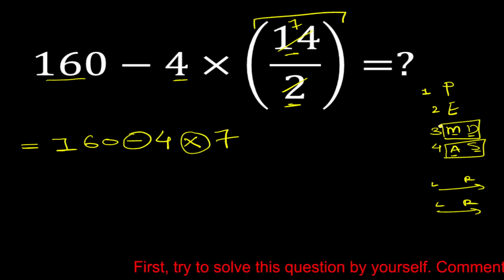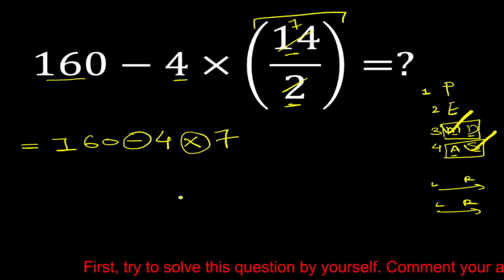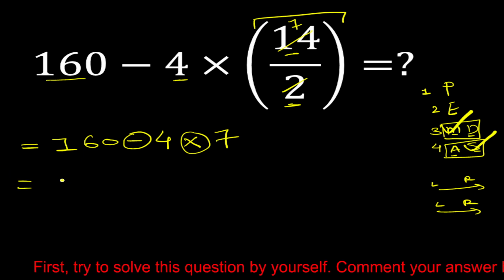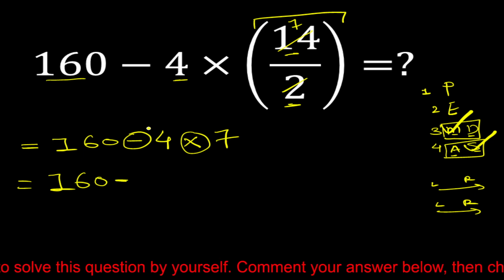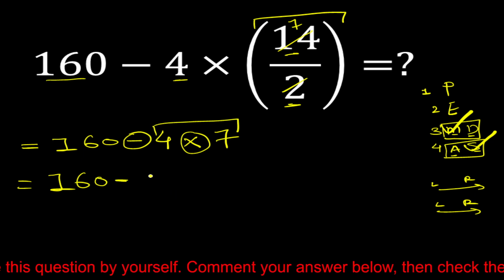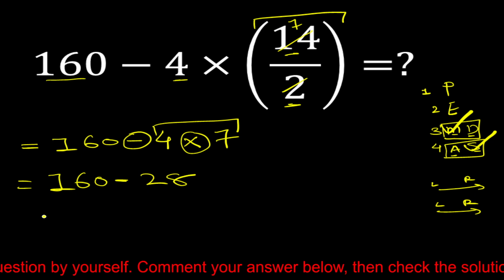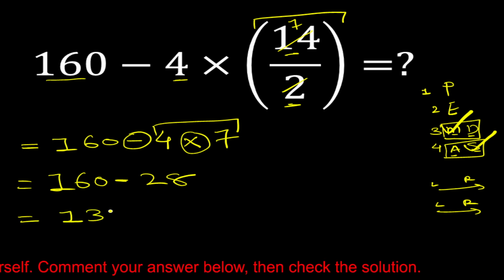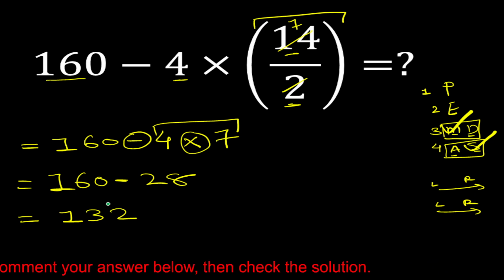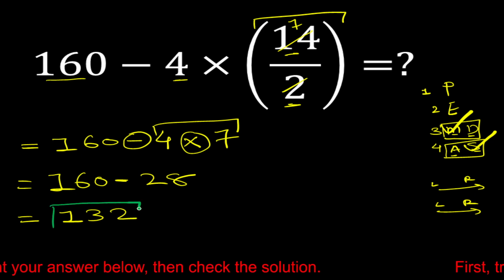So according to the PEMDAS rule, first priority is multiplication, then we have to solve subtraction. So is equal to 160 minus, now solve this multiplication, 4 multiply 7 is equal to 28. So now 160 minus 28 is equal to 132. So the correct answer is 132.